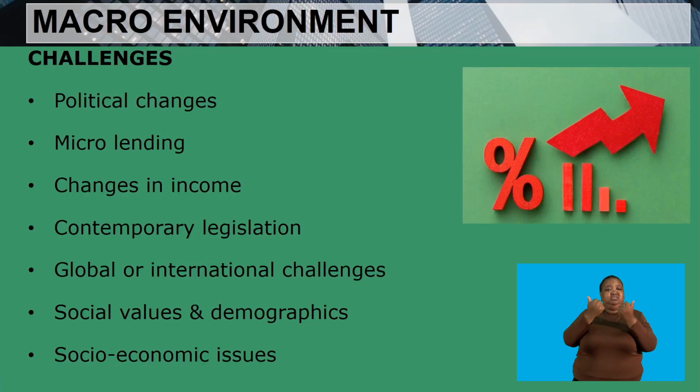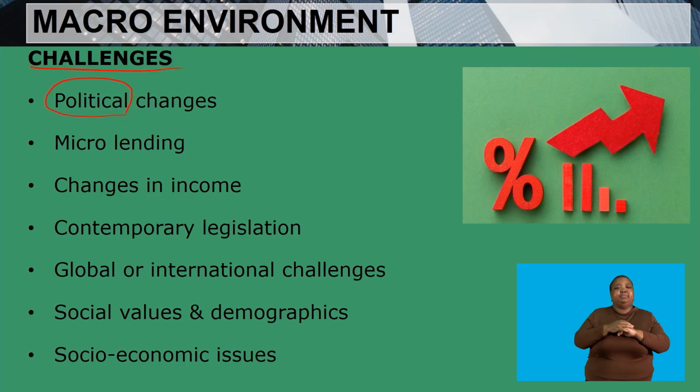Now think about that for a second. There are certain challenges that we can experience in the macro environment. So we have the political changes. For instance, the ruling party that you know right now might not necessarily be the ruling party in 2 years to come. The one that is newly elected will come with different changes that are going to affect our business operations. Then we also have changes in income levels of our consumers.